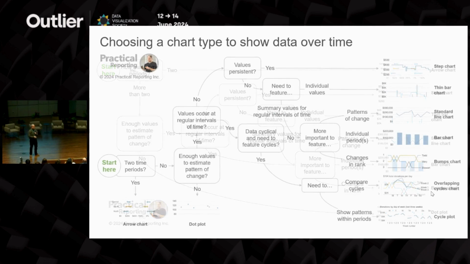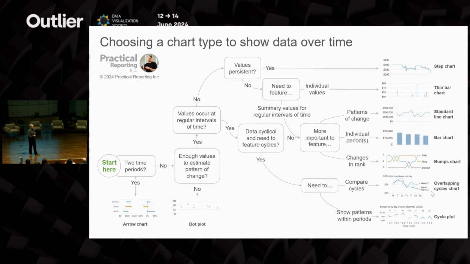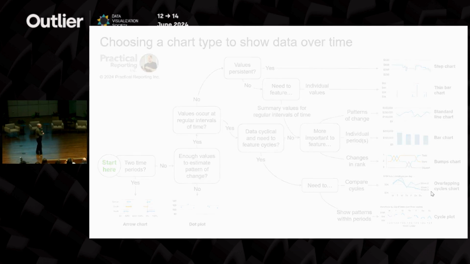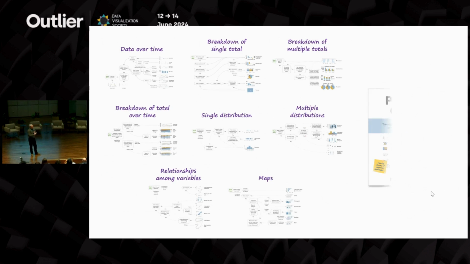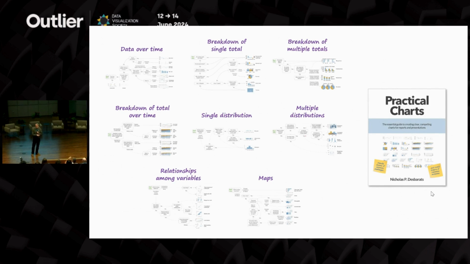The full version actually looks like this. There are actually 9 common ways of showing data over time and about a dozen decision factors that need to be taken into account. And this is just one of 8 decision trees that I teach in my course, and that's in my book that I'm going to be doing the book signing for a little bit afterwards.